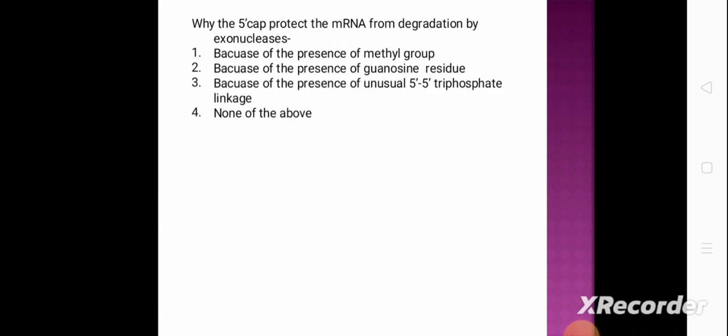Next question. Why does the 5' cap protect the mRNA from degradation by exonucleases? Option 1, because of the presence of a methyl group. Option 2, because of the presence of a guanosine residue. Option 3, because of the presence of an unusual 5' triphosphate linkage. Option 4, none of the above. And the correct answer is option 3, because of the presence of the unusual 5' triphosphate linkage.